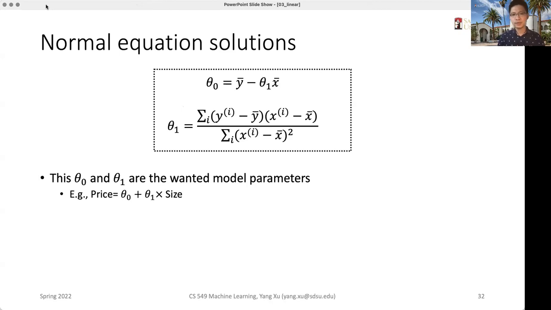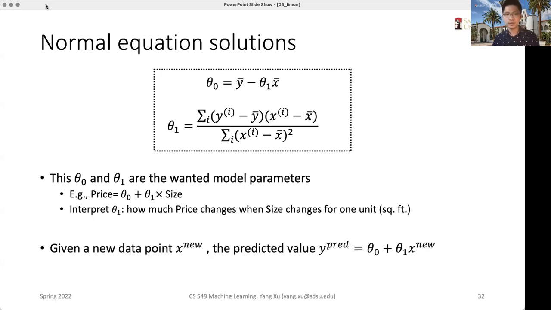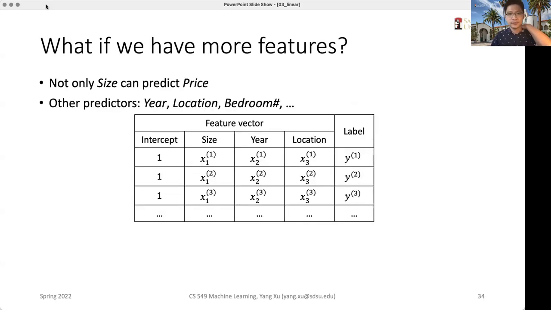Okay, so now we can use theta 0 and theta 1 to make predictions. And we can also interpret the meanings of theta 0 and theta 1. Like the slope theta 1 measures how much the price will change when size changes by 1 unit, and so on. And it's easy to apply to a new data point, x new, right? We just use theta 0 plus theta 1 times x new. Okay, clean and nice, right?